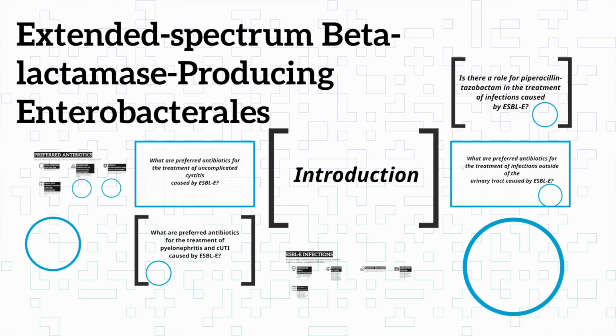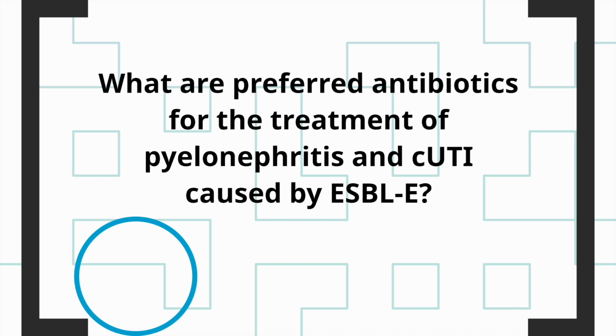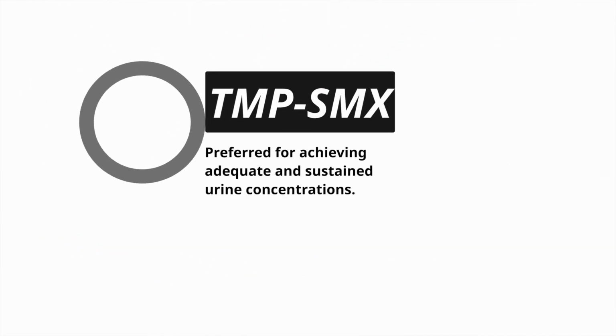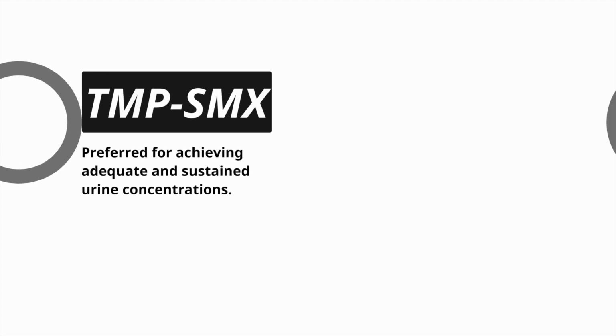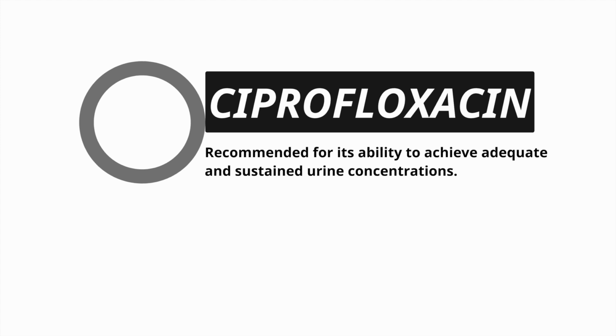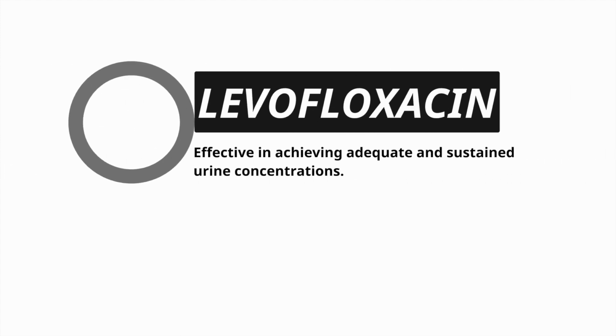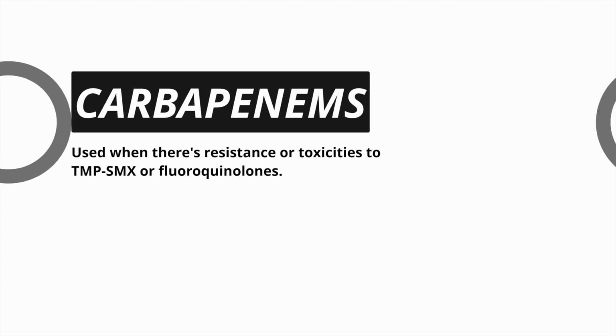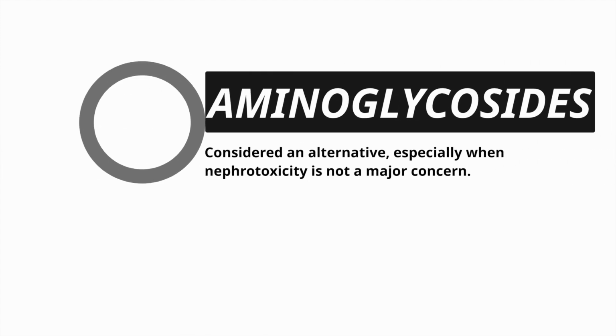Now, next we look at the preferred antibiotic for treatment of pyelonephritis and complicated UTI. Now the infection is a little more severe, so what are we supposed to do? The recommendations: again, trimethoprim sulfamethoxazole can be preferred. Ciprofloxacin is good enough. Levofloxacin is also good enough. Carbapenems can be used in case of resistance to all the previous agents. Aminoglycoside is an alternative, especially if nephrotoxicity is not a major concern for us.